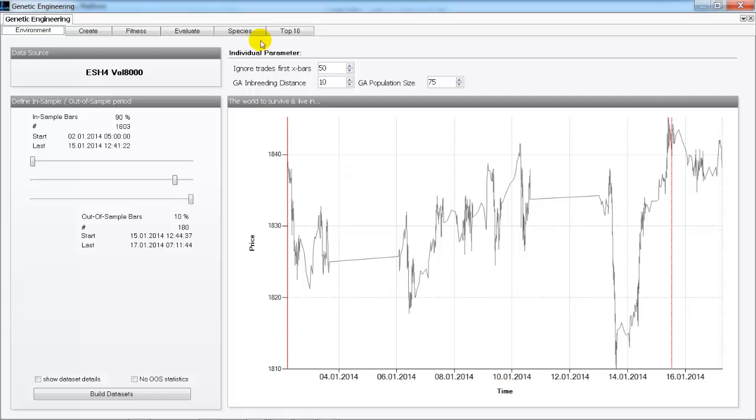For this example here, I use the mini futures for the S&P 500. In this case, a volume chart with 8K, so trading volumes and cycles is quite more interesting here. I use data from the 2nd of January, so at least the last 2 weeks of data, and the last 10% as an out of sample bar. So I used the data until the beginning of this week to set up our genetic algorithm here.